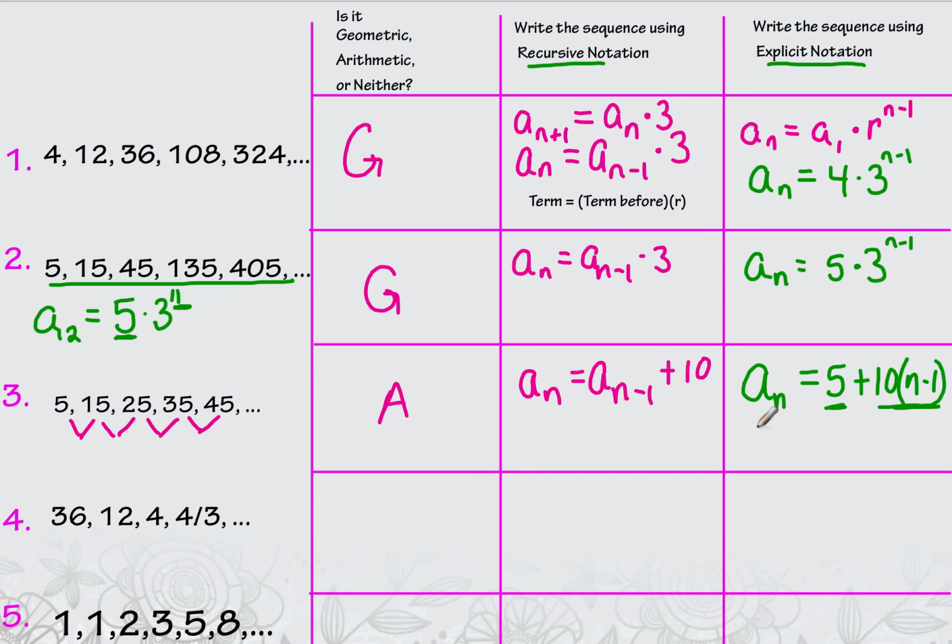So say if I was going to the 20th term, this is the first term, and then I would add on 10 19 times, because 19 times plus the first time gets me 20.